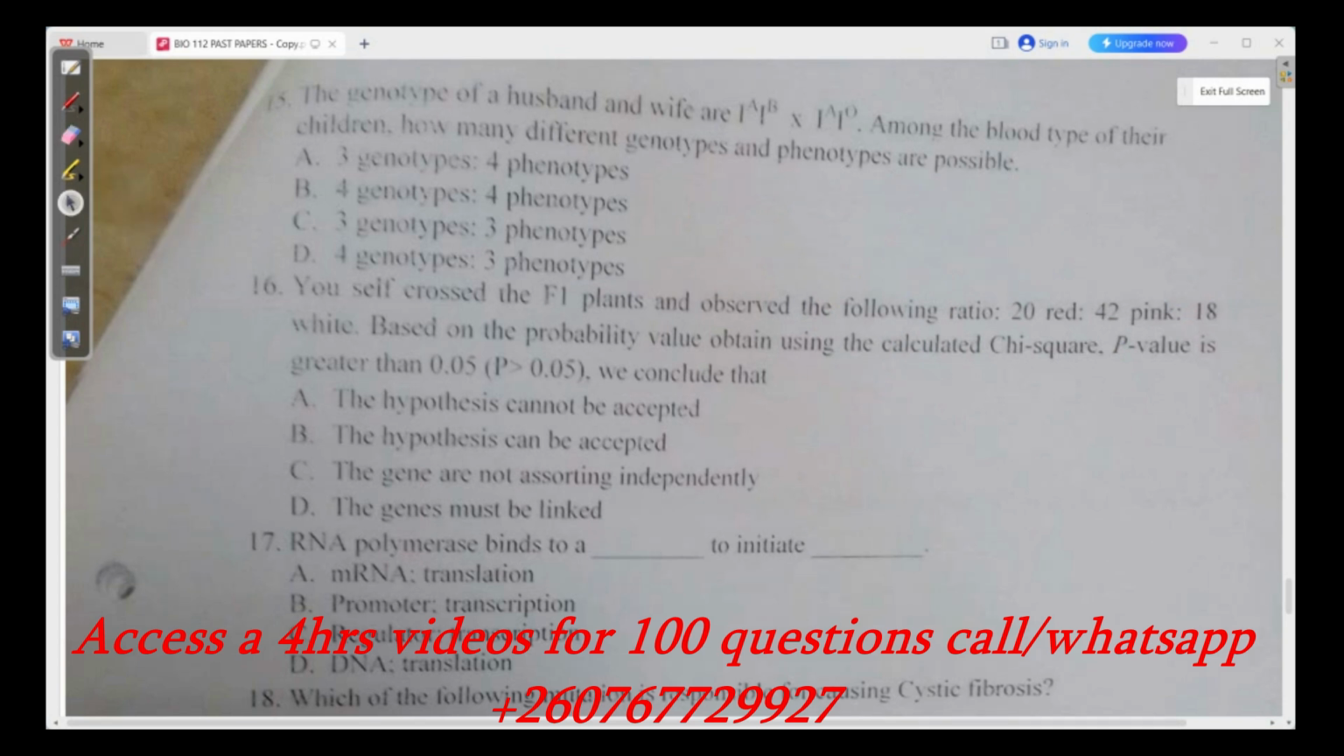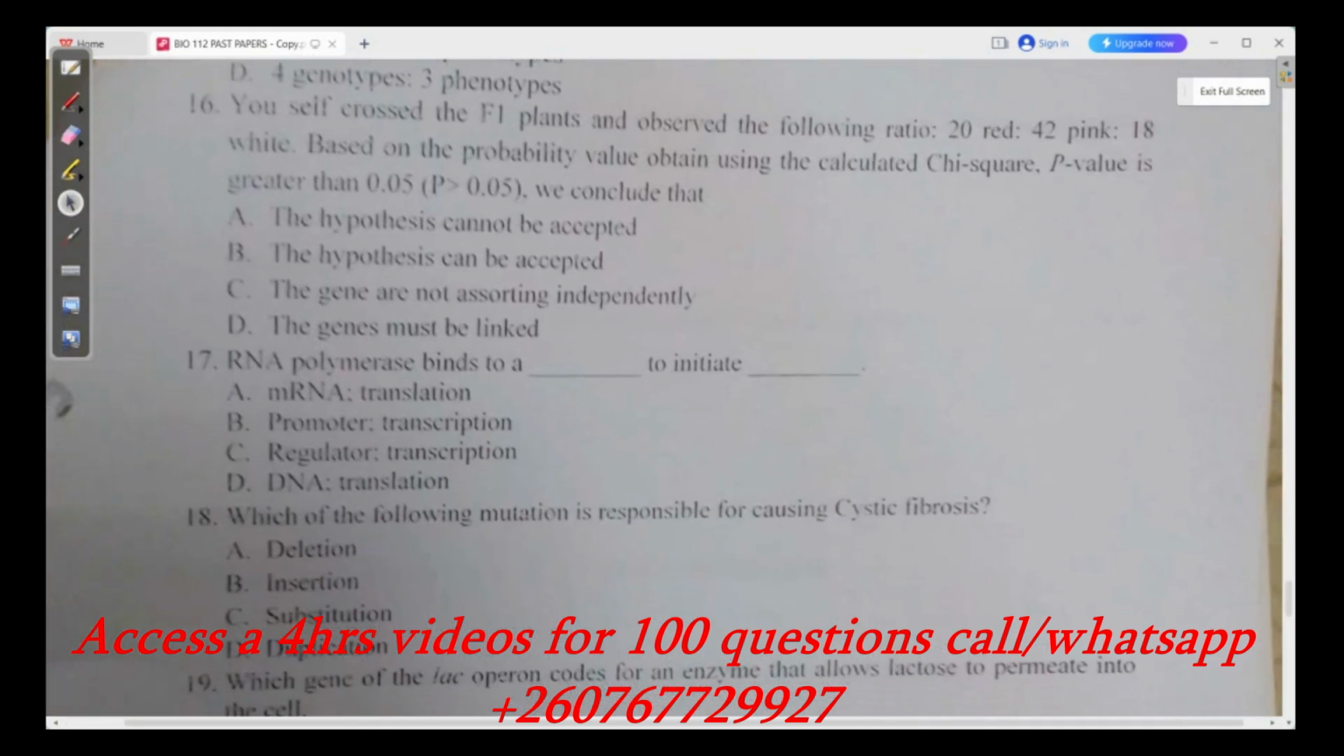Question 16. We have, you self-cross the F1 plants and observe the following ratio. So we have 20 red, 42 pink, 18 white. Based on the probability value obtained using the calculated chi-square, the p-value is greater than 0.05. We conclude that, so you know, this question is based on the chi-square.